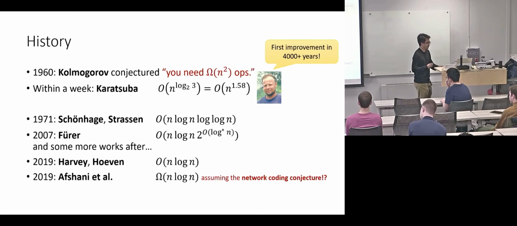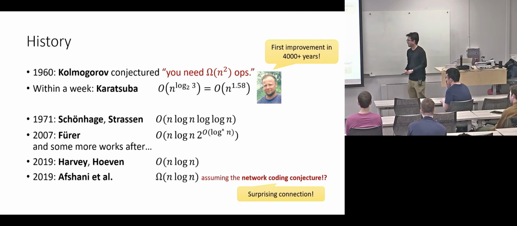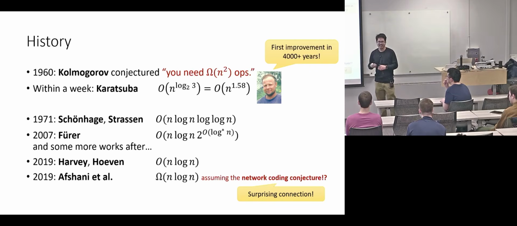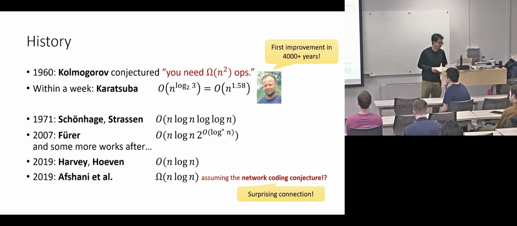And this is actually a surprising connection, because superficially this conjecture has nothing to do with multiplication. It's actually a conjecture about how to send information through networks, which seems like no one would have thought has a connection to this. And this kind of surprising connection appears again and again in TCS.